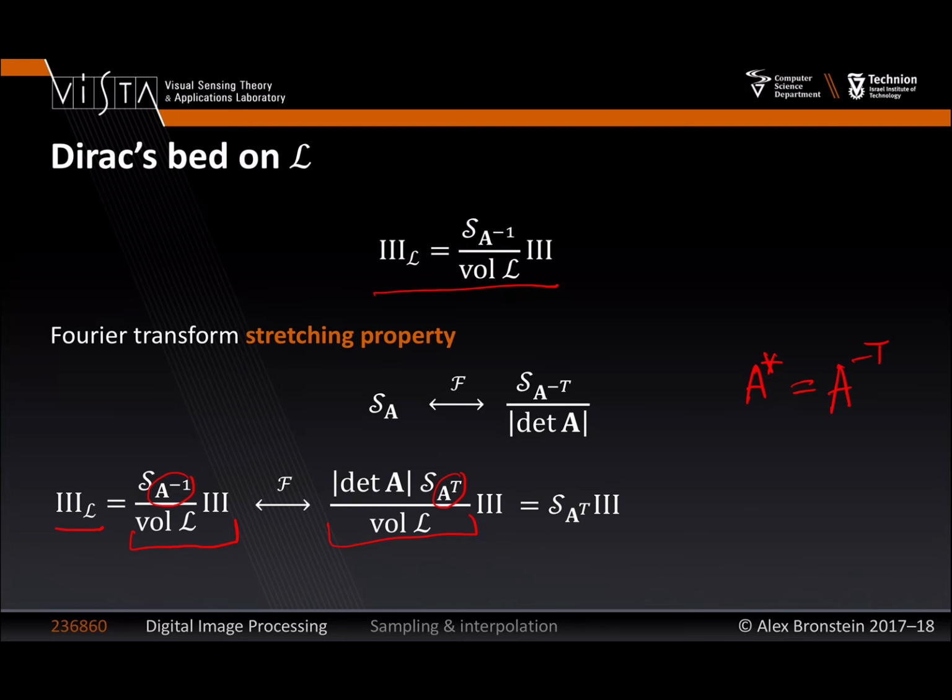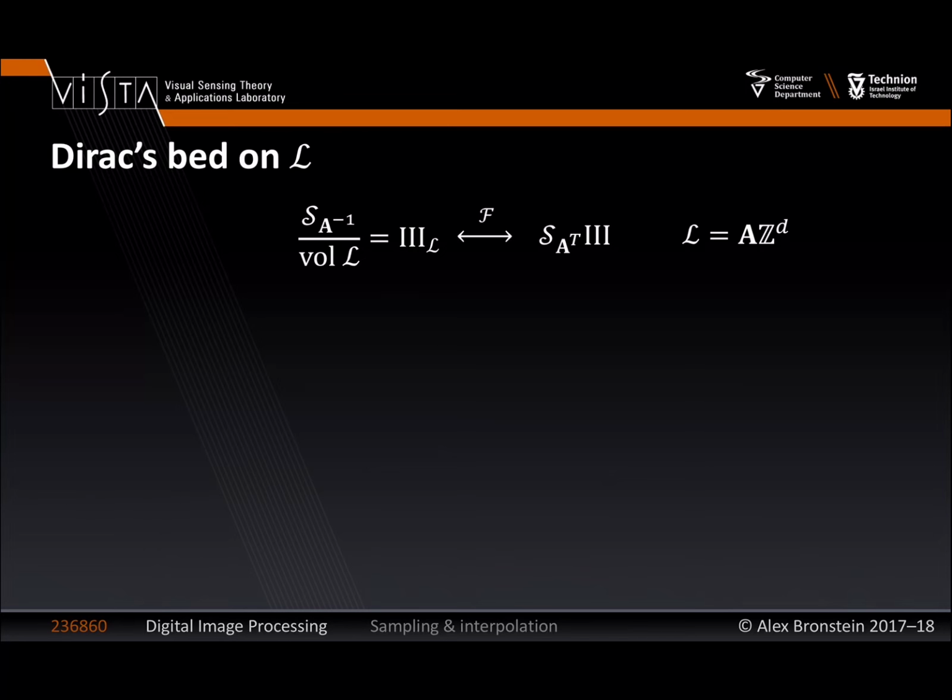And I can write this as SA transpose of Dirac's bed because the volume of L is the absolute value of the determinant of A, and this is also the absolute value of the determinant of A. Now I wrote times the determinant of A, not 1 over the determinant of A, because I had A inverse in the stretching operator. Okay, so it's the inverse of the determinant. Okay, so let me write now this operator in a slightly funny way. Well, let's keep it this way. So basically, I'm stretching the Dirac's bed in the Fourier domain by A transpose.